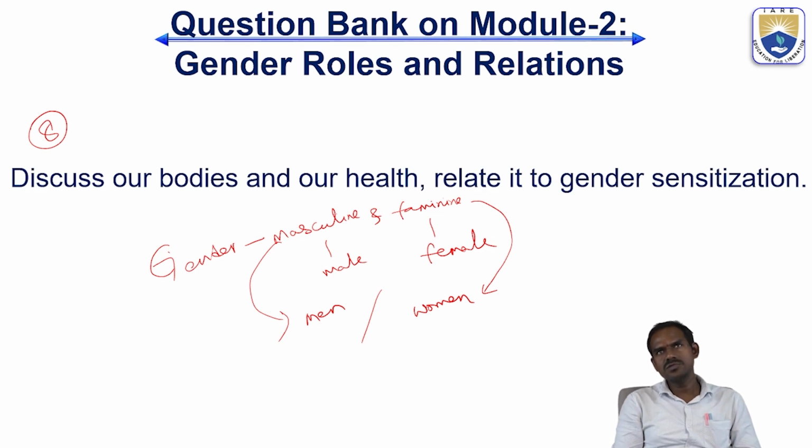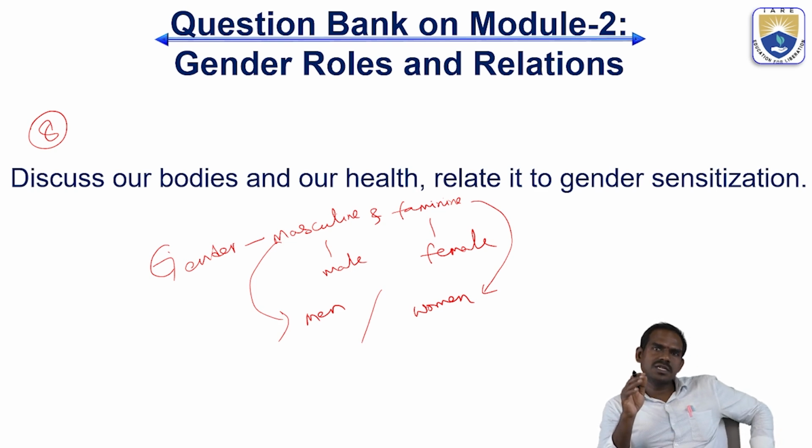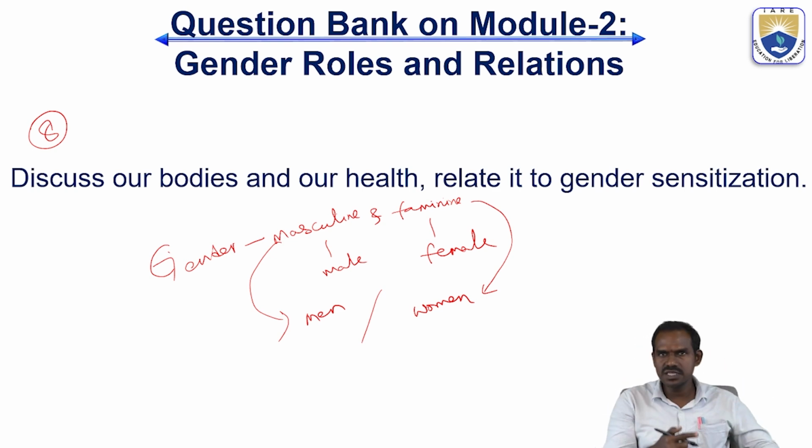So one has to keep the bodies and health properly, in case of any infections or any nutritional lack. Because if both the genders are equally strong in body and in health, then only gender equality can be achieved. Gender disparity and inequality can be removed, which finally causes gender sensitization. Gender sensitization is the concept in which the main aim is to achieve gender equality. That is how you can relate it to gender sensitization.